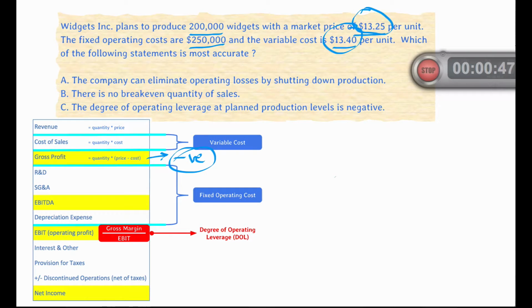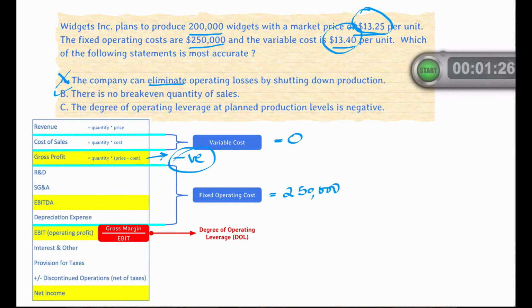With that observation, we should immediately scan the options to see if we can answer this question without any calculation whatsoever. The first option states that the company can eliminate operating losses by shutting down production. Now, what will happen when you shut down production is that your variable operating costs will go to zero. However, the fixed operating costs will continue to exist. So A is incorrect. B, there is no break-even quantity of sales. This seems correct. There is no quantity of output which will allow Widgets Inc. to break even. So B is in fact the correct answer.